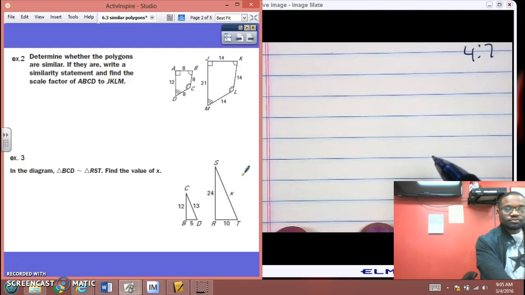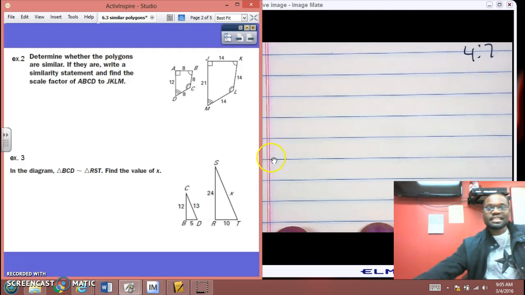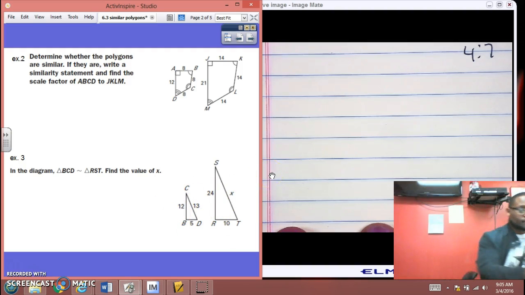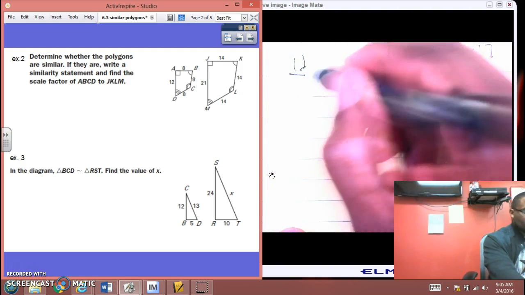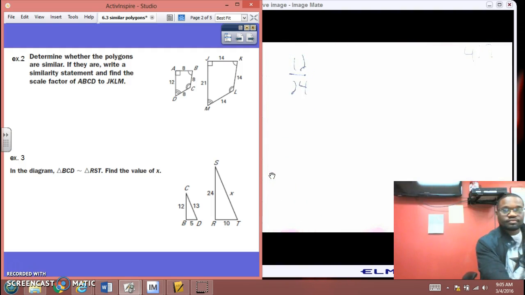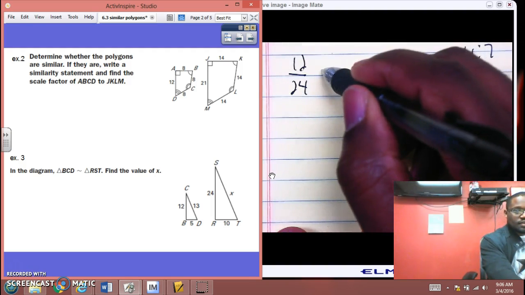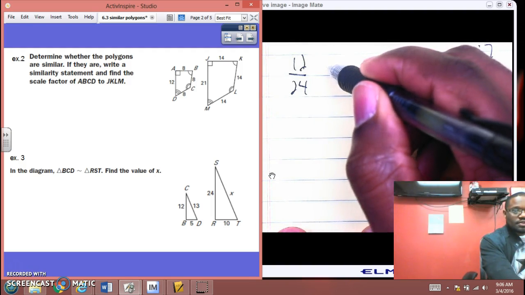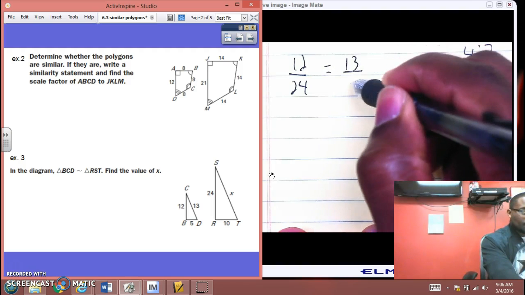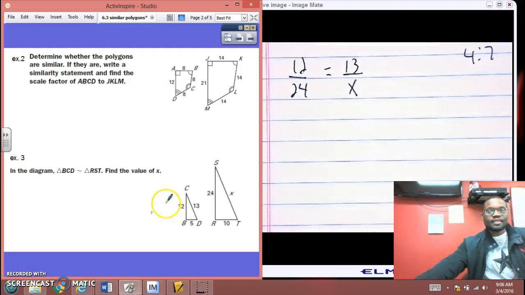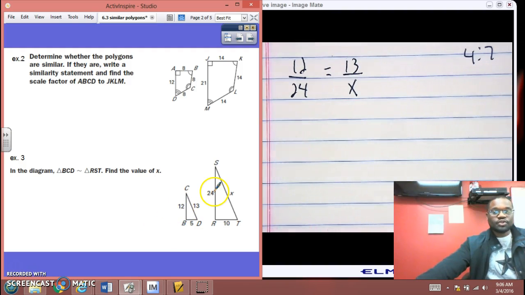for example, I need to always include the side that I need. So which one should I use? It doesn't matter. But how about 12 over 24 equals 13 over x. And see what I did there? I just picked a side. I said 12 over 24 equals 13 over x.